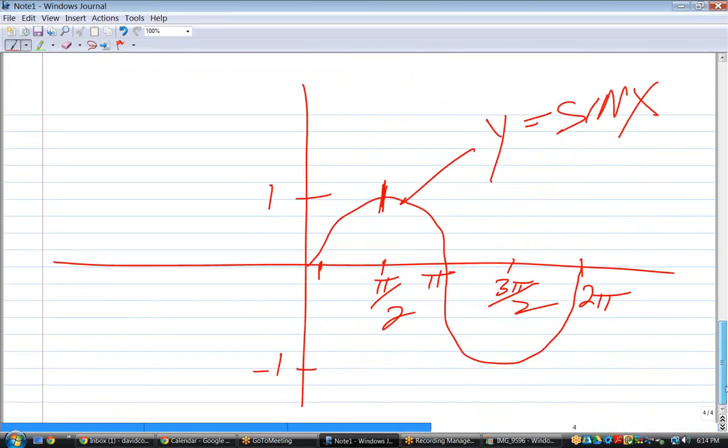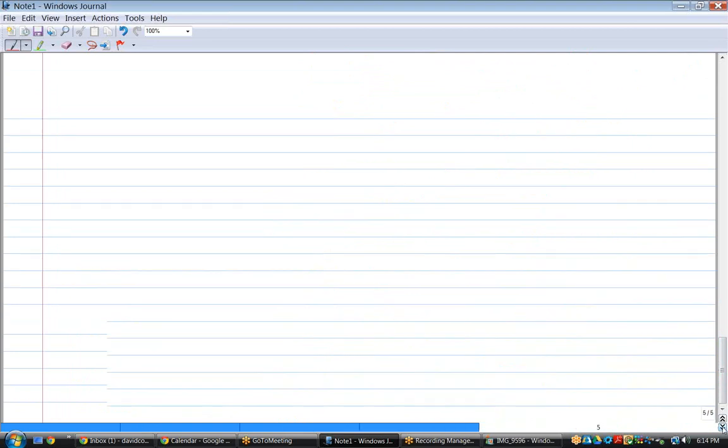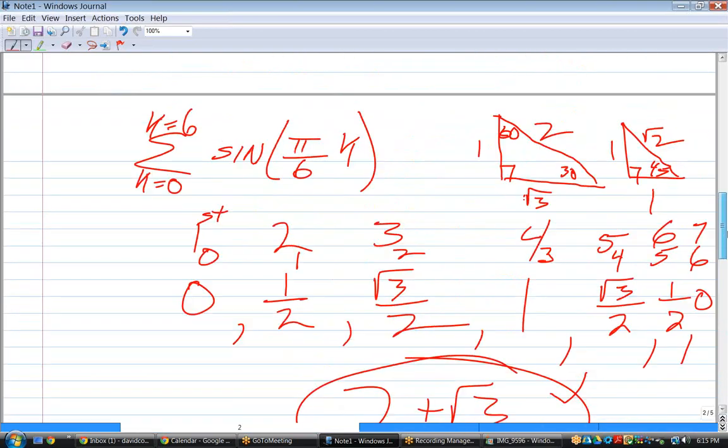Right. Okay. What else you got? So for the last part for this question, it says sigma k equals 1.